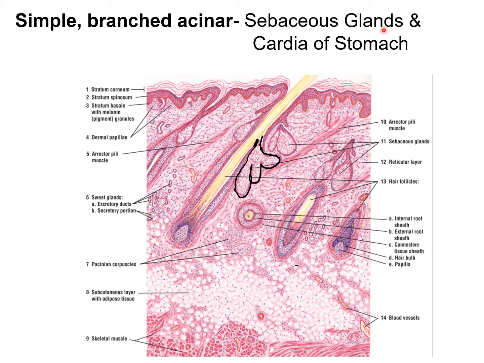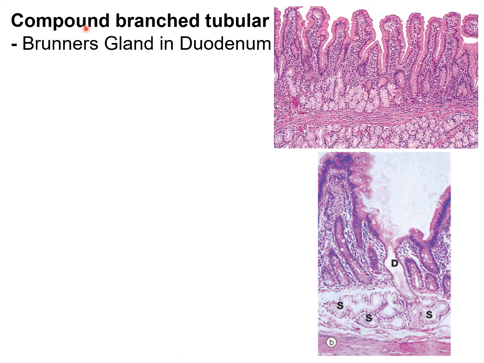The best example of it is the sebaceous gland, again seen in a slide of skin, and also the mucus secreting glands of the stomach in the cardia region. Now let's talk about the compound glands. The compound branched tubular glands.